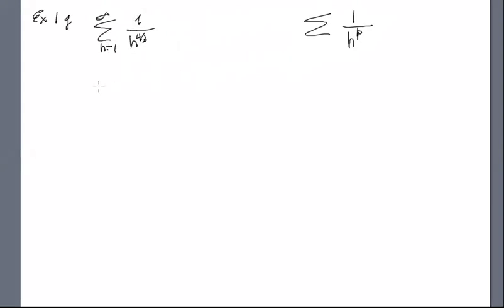So first of all, notice it meets all the conditions. f of x is positive, it's continuous, and it's also decreasing. So be sure to check those things before you begin this. Now let's go ahead and do that. So positive, continuous, and decreasing, all three.